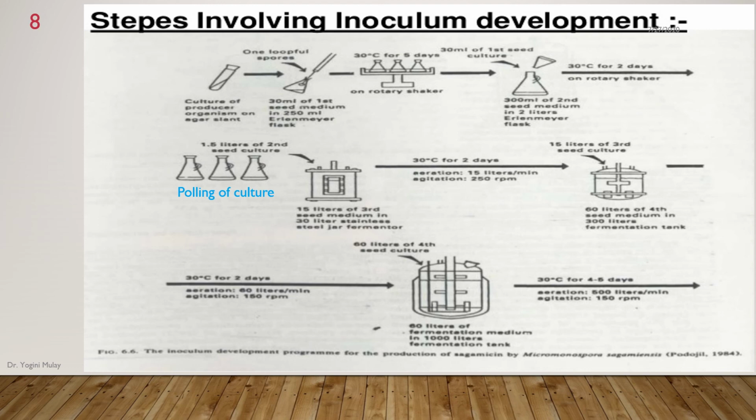And then again whatever cultures are grown in this second seed culture, collect it and inoculate it into 15 liters of a third seed culture medium, and incubate it for 2 days, and again inoculate this 15 liters of third seed culture into 60 liters of fourth seed medium, and then the 60 liters of fourth seed medium is inoculated into the 1000 liter fermentation tank, and this is how the inoculum is developed in a stepwise manner, and it is ensured that there is no contamination, and whenever that inoculum is inoculated in the production medium, the lag phase is reduced.